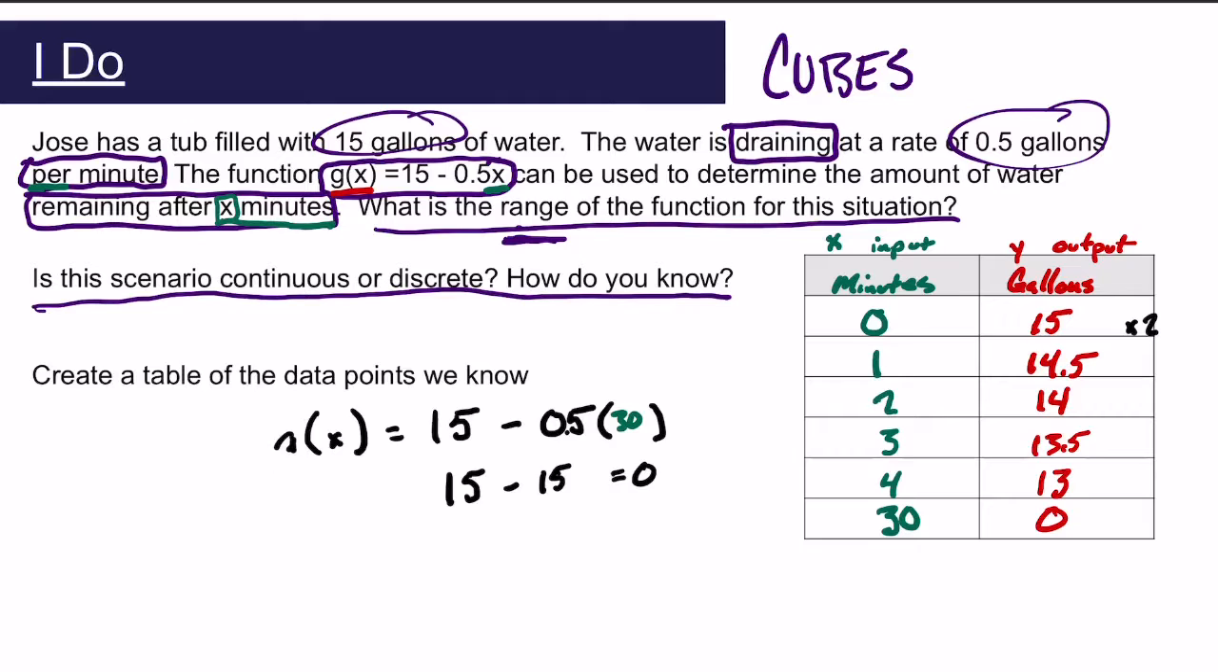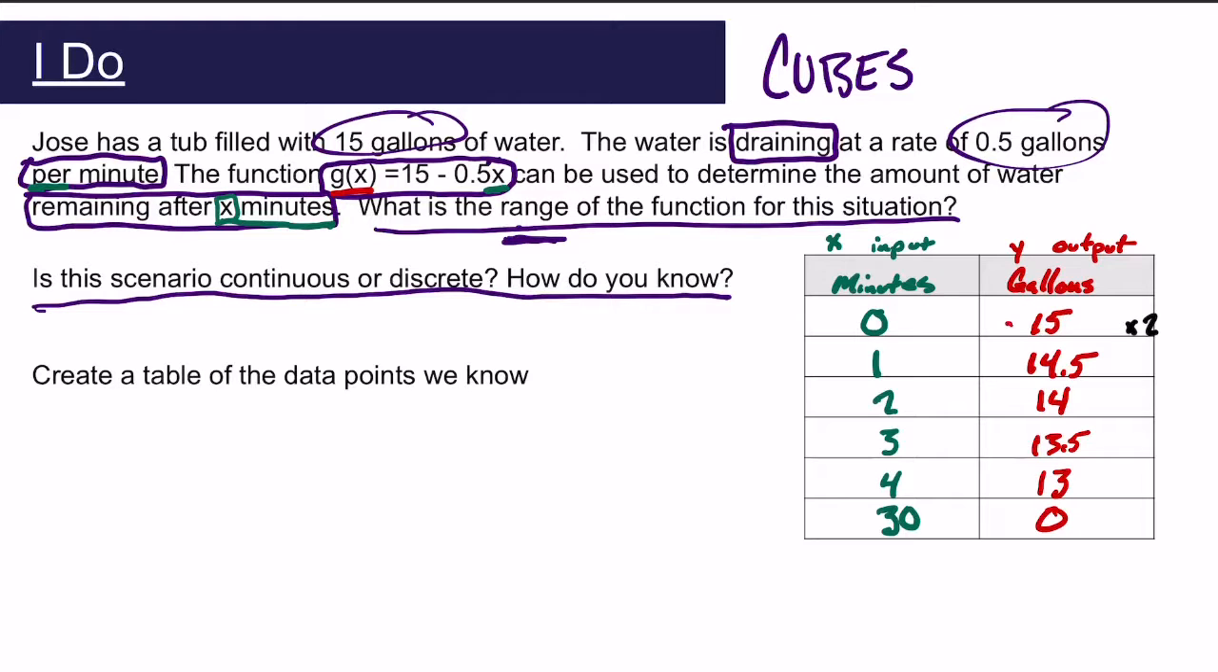Because I don't want to go negative, right? You can't have negative gallons in a tub. It's just going to be 0. With minutes, you also can't have negative minutes. You can't go back in time and see how much it was. Because if you started at 15, if you went back in time, it's not going to be any higher because you started it at 15. So let's figure out range.